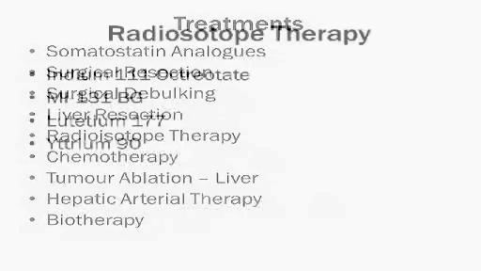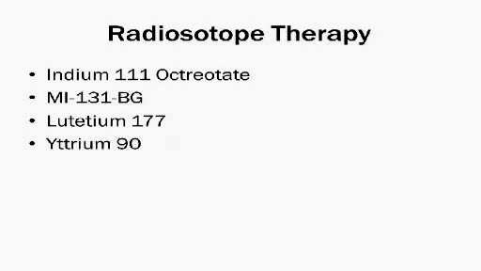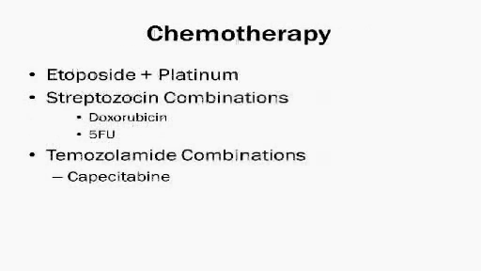Not only that, we can break it down to radioisotope therapy. There are several different isotopes that are available and utilized in various methods. And for chemotherapy, there's etoposide platinum for poorly differentiated disease, streptozotocin combinations for pancreatic neuroendocrine carcinoma, and temozolomide combinations have turned out to be useful in both well-differentiated and less well-differentiated tumors. In fact, there's some indication that they may be more active than etoposide platinum.